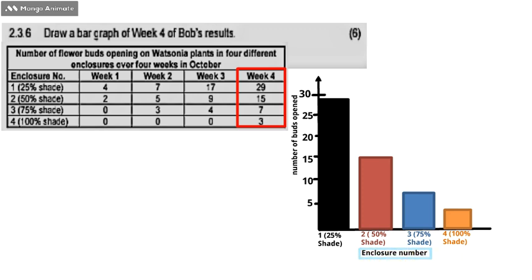Here I'm showing the enclosure number, and on this side the number of flower buds open. So basically this is how you can come up with a graph. If you have questions, you can ask in the comment section, but basically this is how you answer this question.